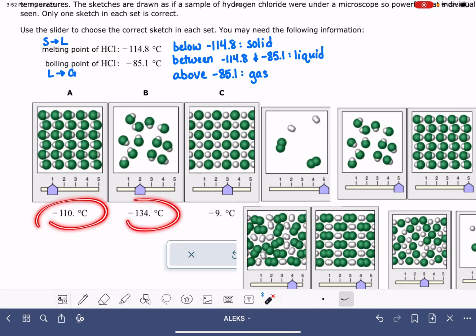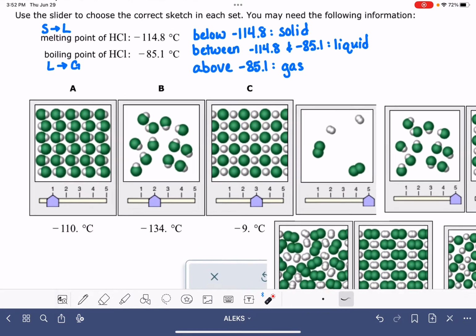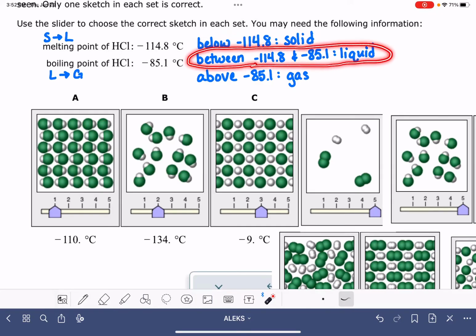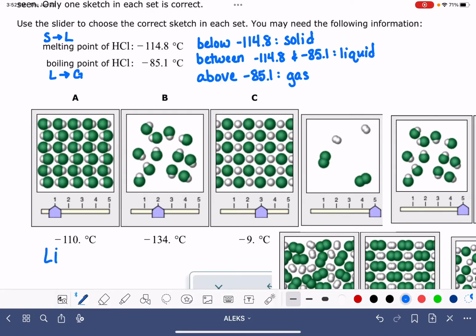So let's start by taking a look at the 3 temperatures that ALEKS is asking us about, and let's figure out what state the substance HCl will be in at these different temperatures. So starting with negative 110 Celsius, negative 110 is warmer than negative 114, so it's not going to be a solid at that temperature. Negative 110 is falling in this range here. It's warmer than negative 114, but it's colder than negative 85. So in this situation, this HCl molecule is going to be a liquid.